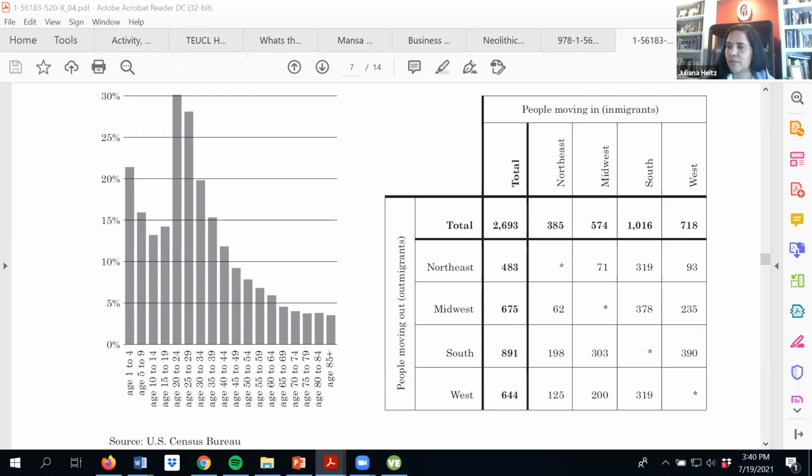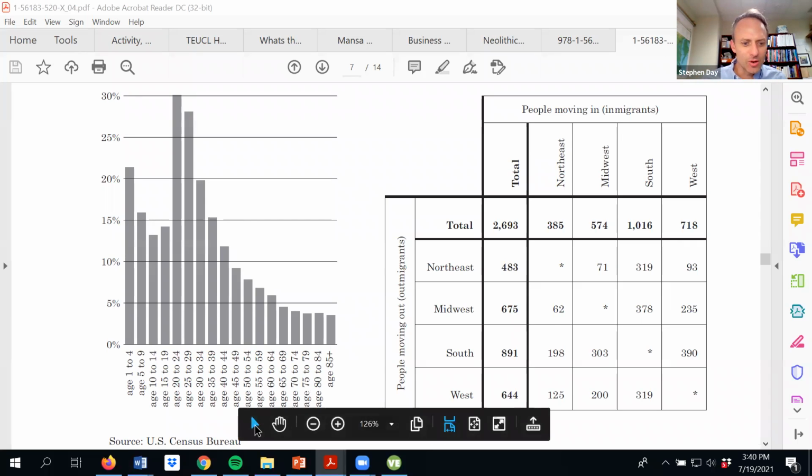So if you look at the first row, people from the Northeast, 71 people are moving to the Midwest, 319 are moving to the South, and 93 are moving to the West. Where's the biggest single movement on this one? It's going to be people from the South moving west, the 390. Out of the South moving west. Interesting. That was surprising.